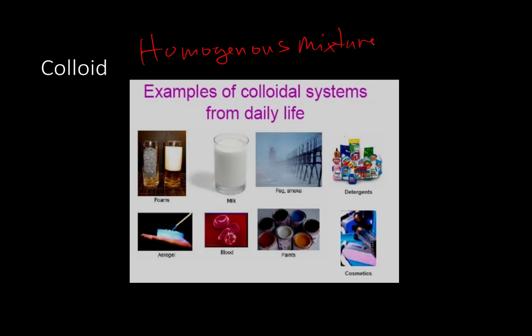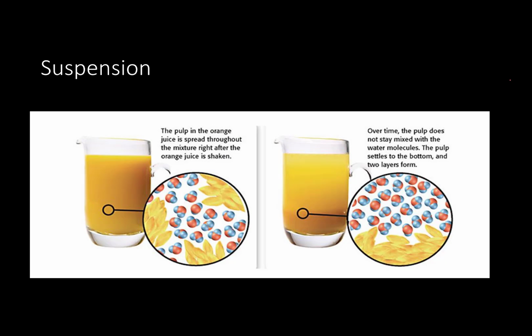Blood is a good example in the sense that blood has red blood cells that, if you have a sample of blood, are generally evenly mixed, but they're much larger than you would expect from something like salt water. So a colloid is a homogeneous mixture with large particles dissolved. We'll put it that way. Yep, switch to the next one there.